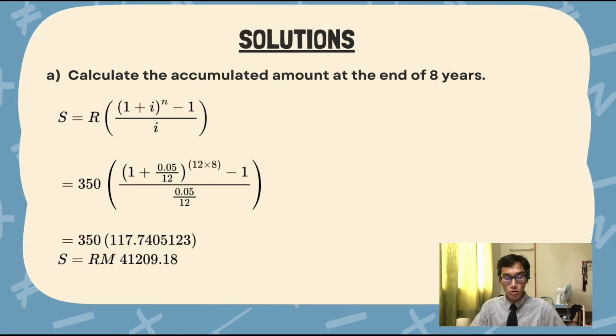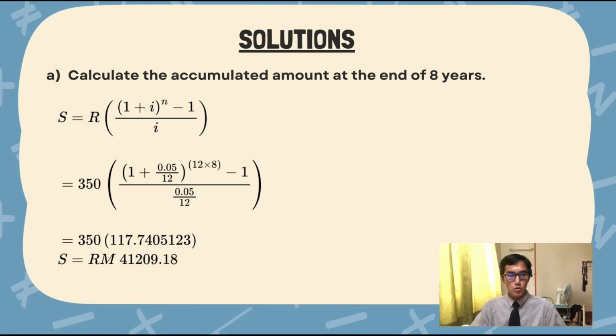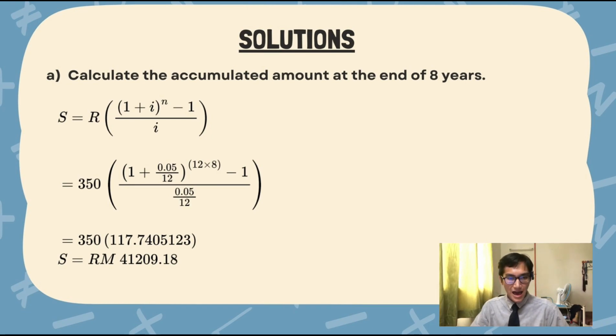For my section, which is part B, question 2, calculate the accumulated amount at the end of 8 years. In order to calculate, we have to use the future value formula, which is S equals R[(1 + i)^n minus 1]/i. The context has already given us the information that we needed, which is R equals 350, i equals 5%, and n, which is 8 years. Then we apply it to the formula, and you get the accumulated amount at the end of 8 years, which is RM41,209.80.